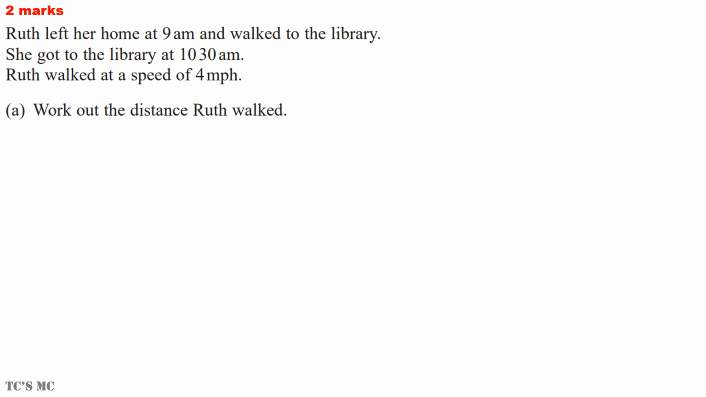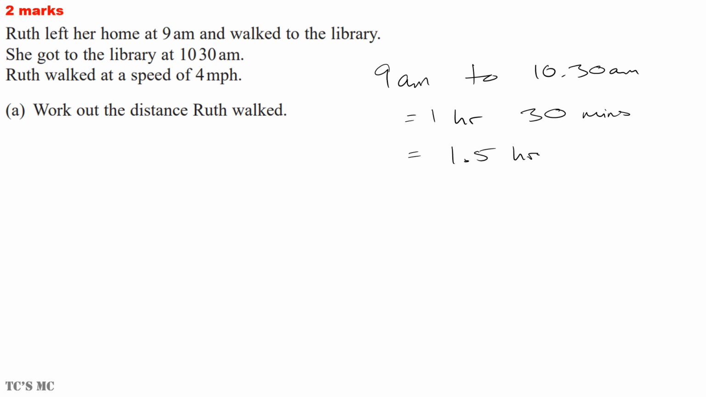So for this one, the first thing I'm going to start with is the time, the first 2 sentences. From 9 a.m. to 10:30 a.m., that is a total of 1 hour and 30 minutes. But because the speed is in miles per hour, I'm going to convert this to 1.5 hours. Now, lots of people will see this question and think, oh, I need to use the speed, distance, time triangle. You can. I'm not going to. I don't do it that way.